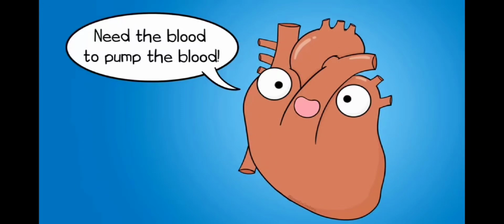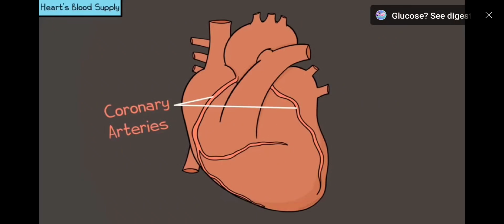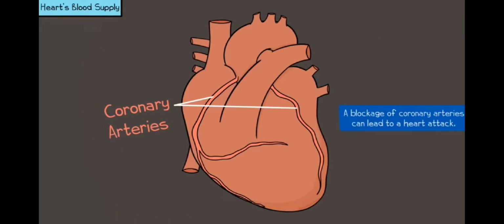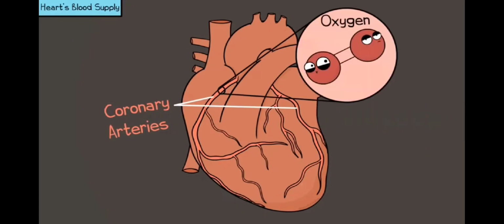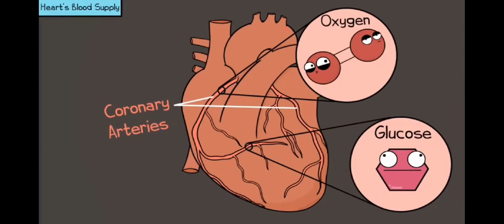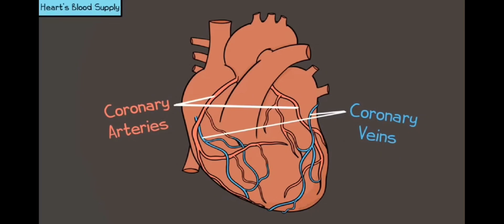Now, I don't want to neglect the fact that the heart needs its own blood supply for delivery of oxygen and glucose. The heart can receive this blood supply through coronary arteries. Coronary arteries branch off the aorta and eventually deliver blood into capillaries. These capillaries deliver oxygen and glucose to the heart. Coronary veins will take the deoxygenated blood to the right atrium, where the blood will eventually travel the pathway to become oxygenated.